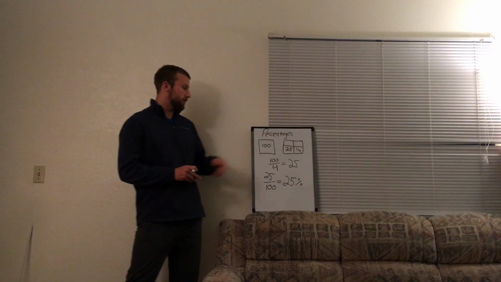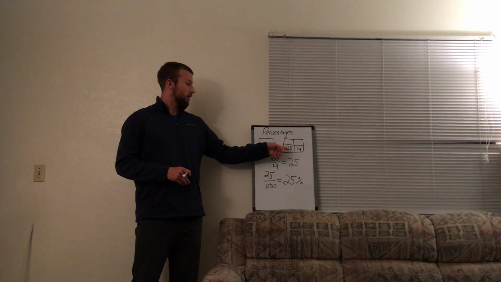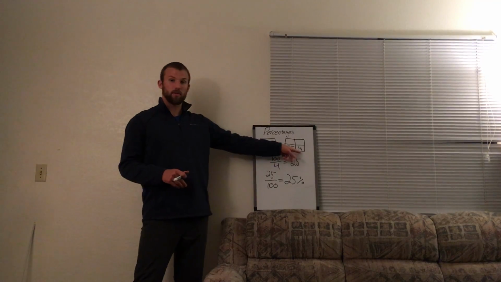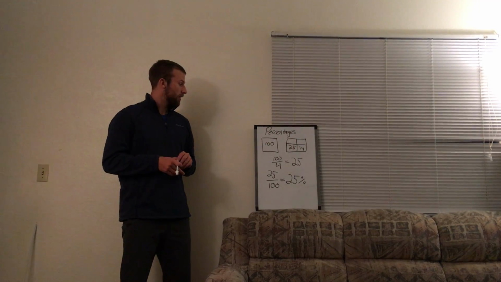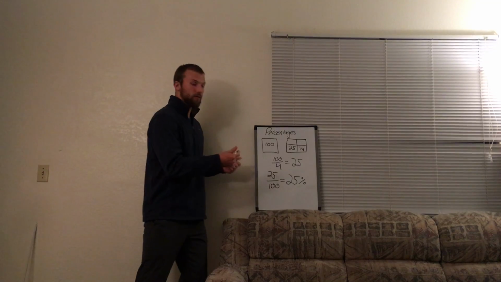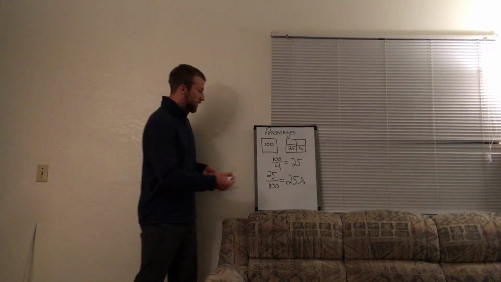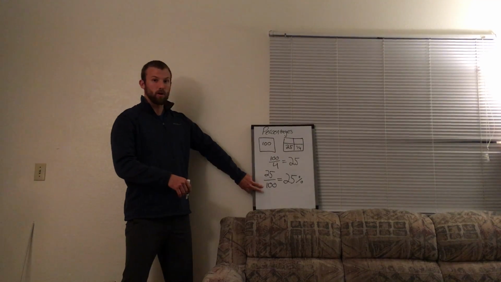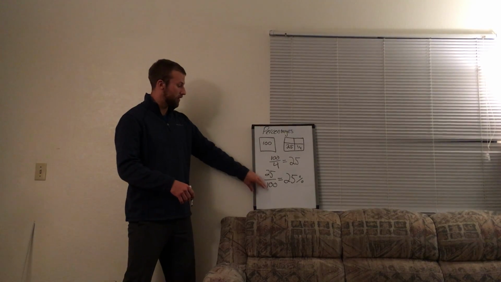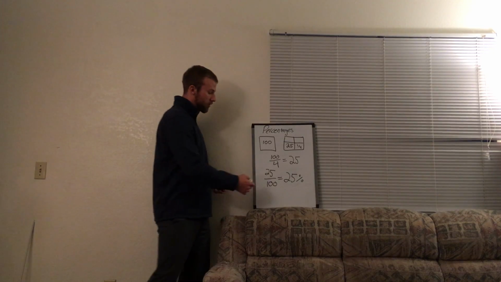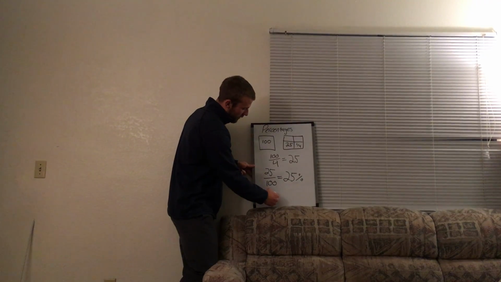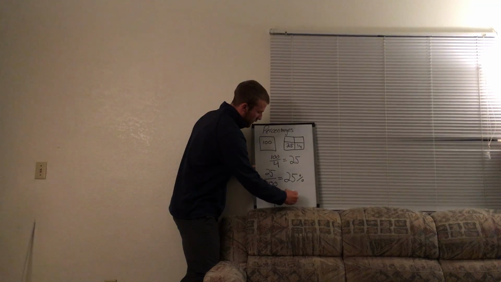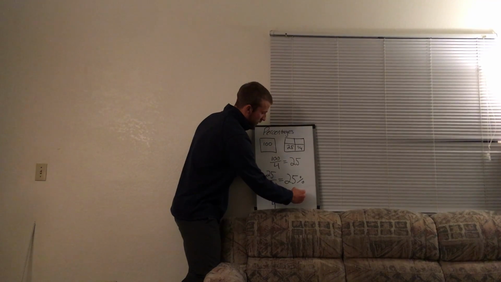Now, what does this 25 out of 100 have to do with 1/4? We can simplify this down into 1/4. They're actually the same thing. So if we have 1/4 of anything, we can magnify it up into 100 on the denominator and 25 on the numerator. So 1/4 is also equal to 25%.